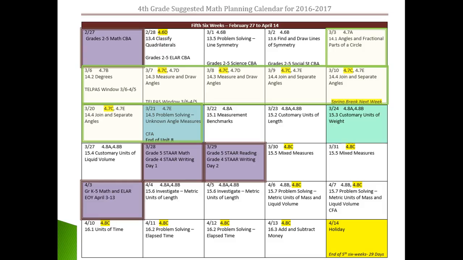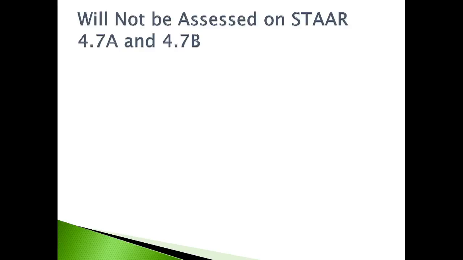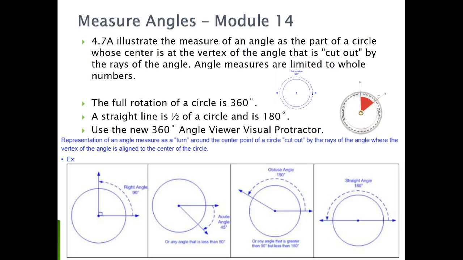Then you'll go into geometry for 8 days. Here is where you're going to be using your protractors that you should have received a couple of years ago. Now 4.7a and 4.7b will not ever be assessed on STAAR. However, there are texts that you need to know that the kids need to be aware of because they're the foundation of basically measuring with a protractor.